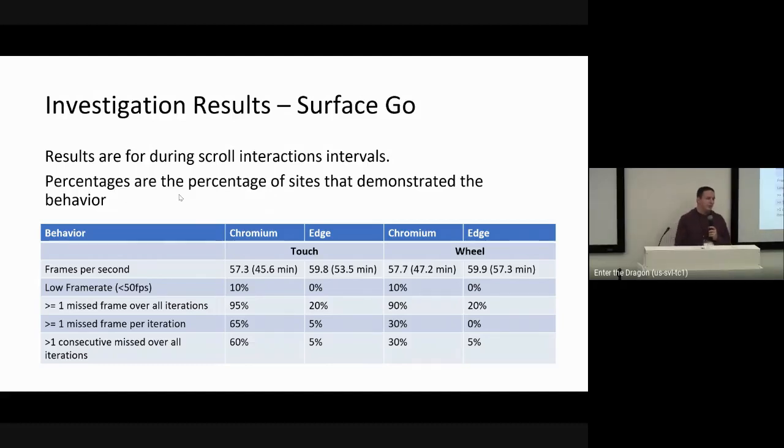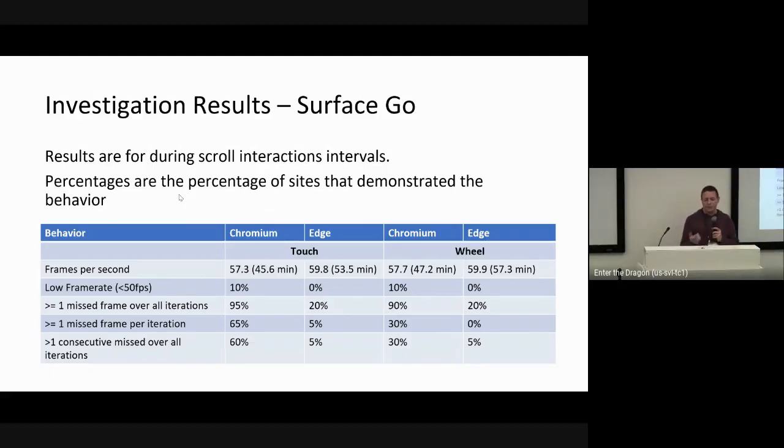I want to clarify some of these numbers. They are about the actual scroll interaction on a page. We ran this across multiple iterations, and the percentages are about the percentage of those 80 highly trafficked sites that actually demonstrated the behavior. For frames per second, we looked at means and mins. Chromium was averaging about 57 during touch interactions. For some sites, we were dropping as low as 45. For Edge, we were hitting about 50, almost 60, and one site dropped down to about 53.